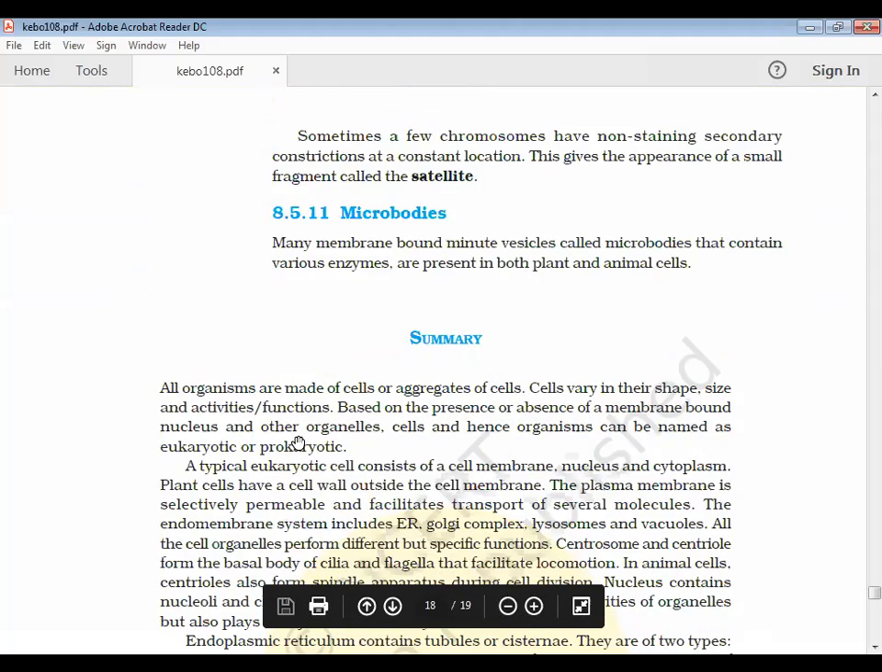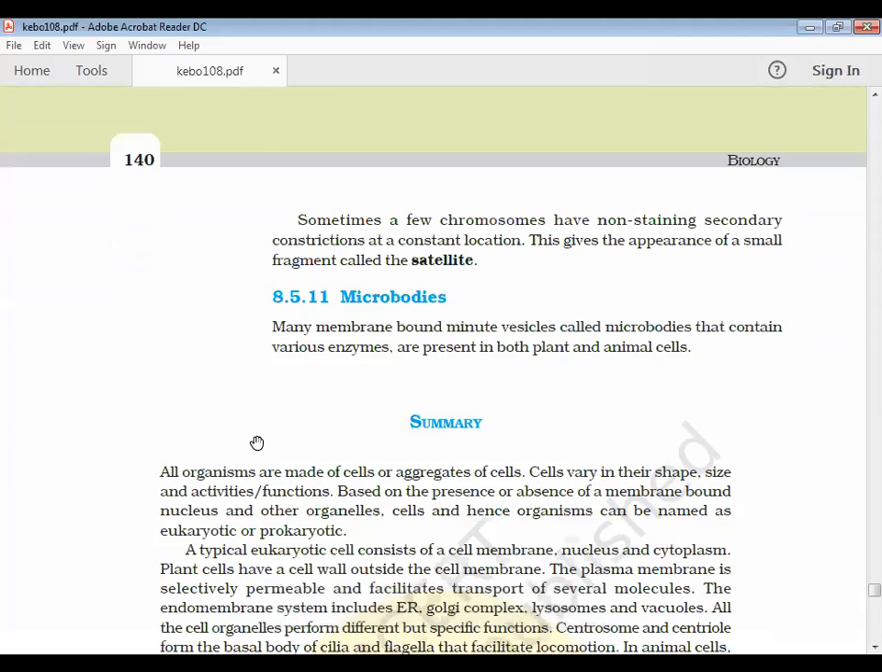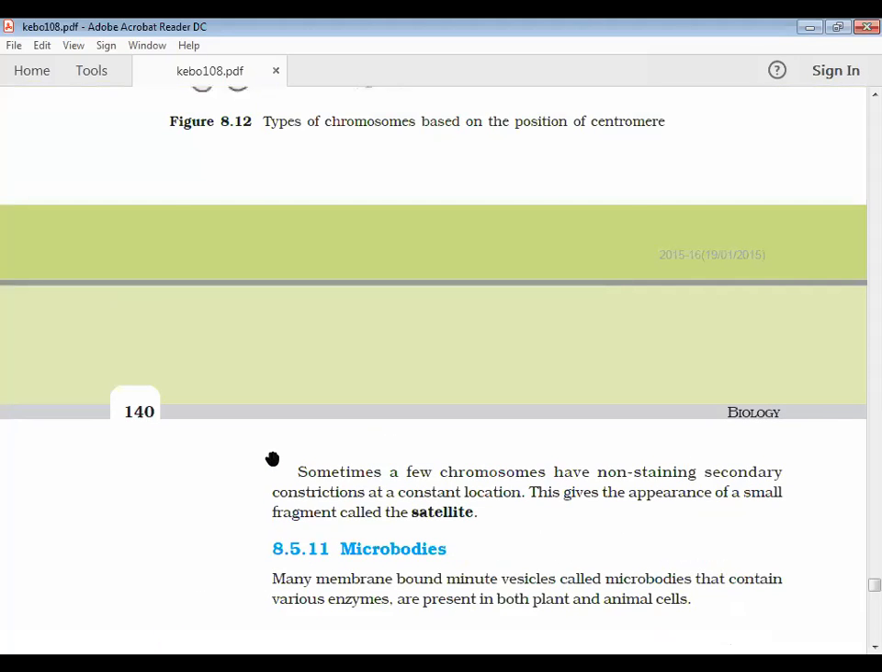So this is just text reading only. There is no explanation here. For explanation, you have to go to the playlist to watch the videos. This is just a textbook reading for our easy revision.